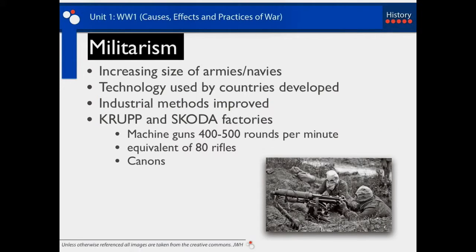Militarism, why is this a factor for war? Well, the armies were increasing and navies were increasing, so it just makes everyone feel a little bit tense. The technology used by countries developed significantly and the industrial methods improved, so guns became better.